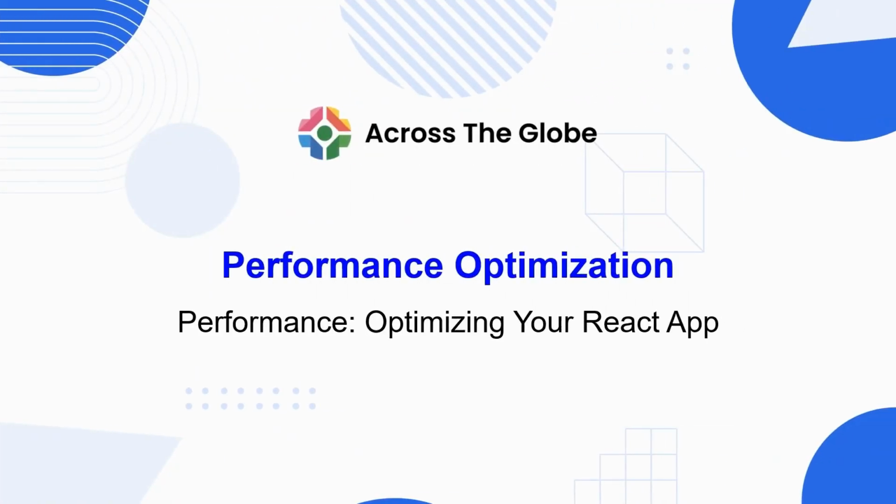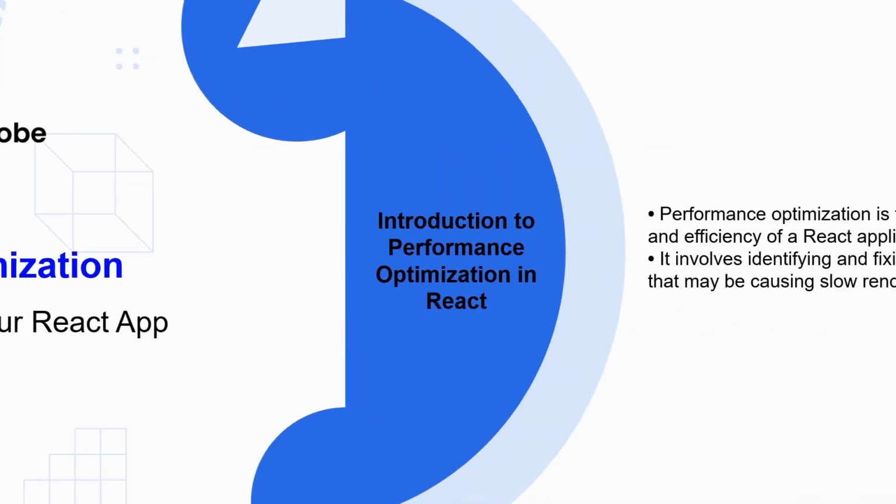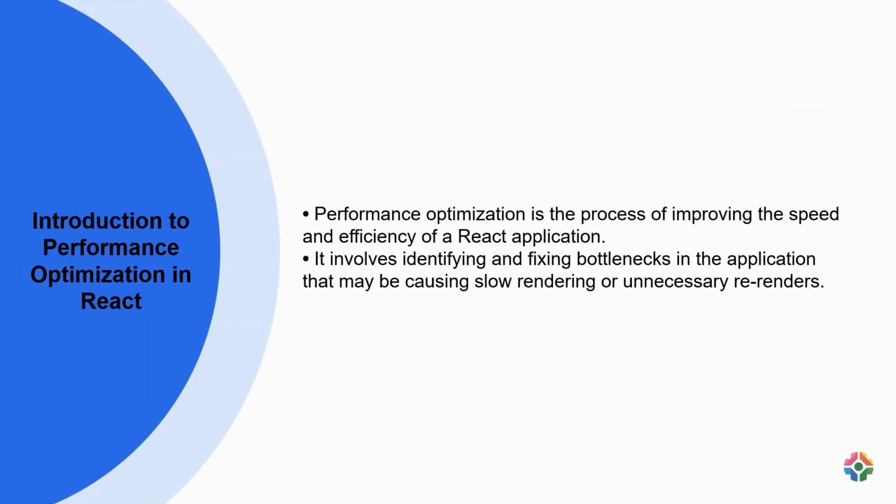Today we will learn about performance optimization. Performance optimization in React entails enhancing the speed and efficiency of an application by pinpointing and addressing bottlenecks. These bottlenecks could be contributing to sluggish rendering or superfluous re-renders.